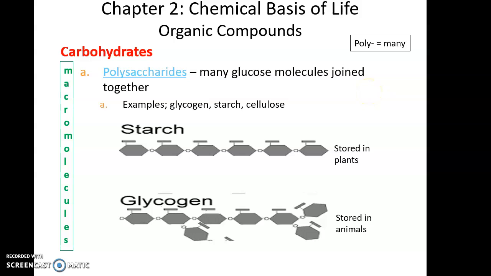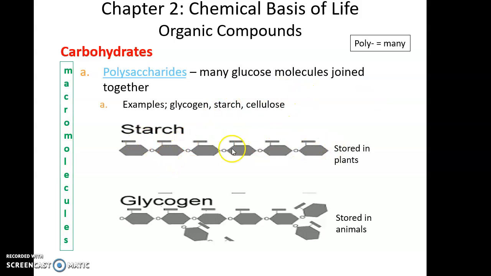Now, when you have lots of monomers forming a bigger molecule, that's often referred to as a macromolecule because it has thousands of atoms in that one molecule. For carbohydrates, their macromolecules are known as polysaccharides. Poly for many, many sugars, so polysaccharides. All of the polysaccharides that living things produce are glucose molecules joined together, glucose monomers covalently bound to each other.